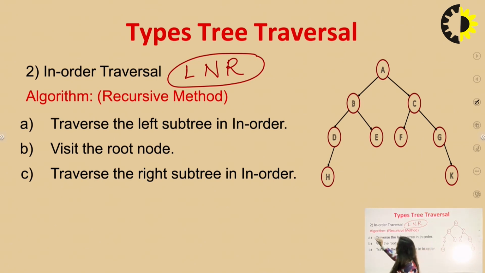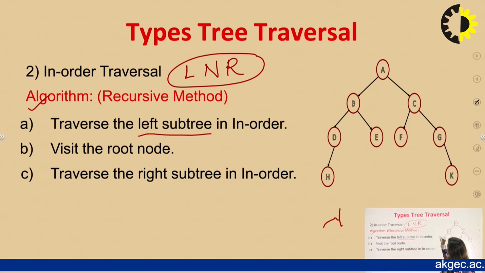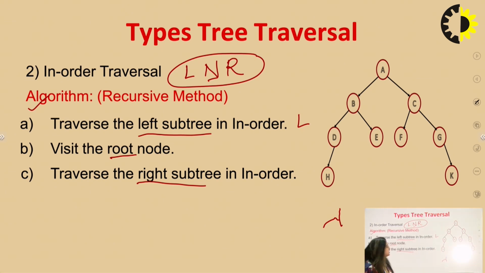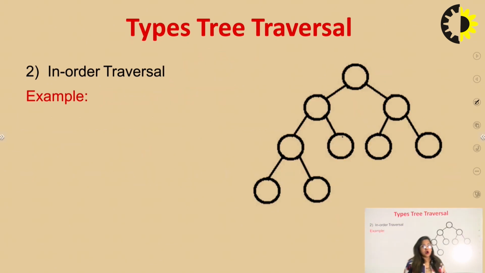So the algorithm of in-order traversal: first, traverse the whole left subtree, meaning L. Second, visit the root node, meaning N. And third, traverse the right subtree, meaning all nodes of the right subtree. So these 3 points are used as the algorithm of in-order traversing. It also works as a recursive method. So according to this, we take the same example here.